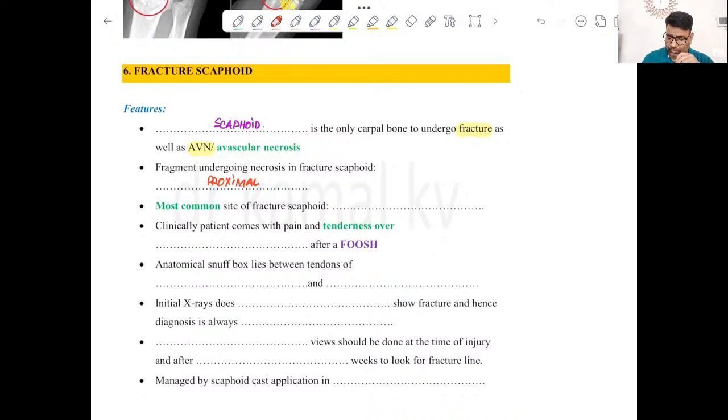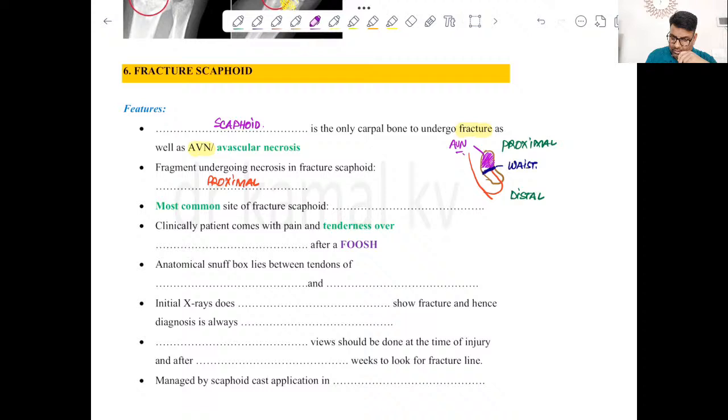Now, to understand the concept of why the proximal fragment undergoes necrosis, it's the peculiar blood supply. It goes in this manner, right? So this is distal, and this is the proximal part of scaphoid. And suppose if there is fracture anywhere here in the waist area, it is surely going to disrupt the blood supply, and therefore this fragment will undergo AVN, right? So therefore we discuss scaphoid a lot because it has a tendency to go into avascular necrosis.